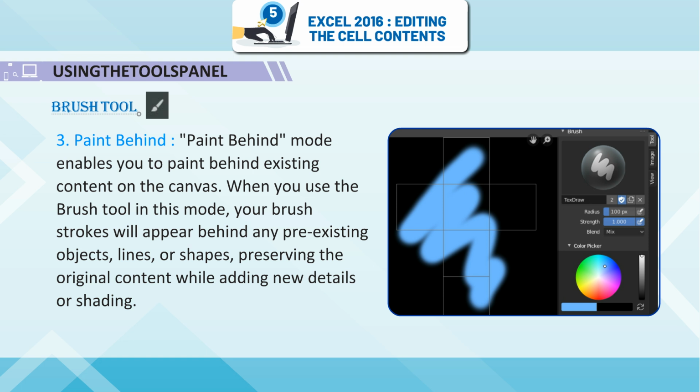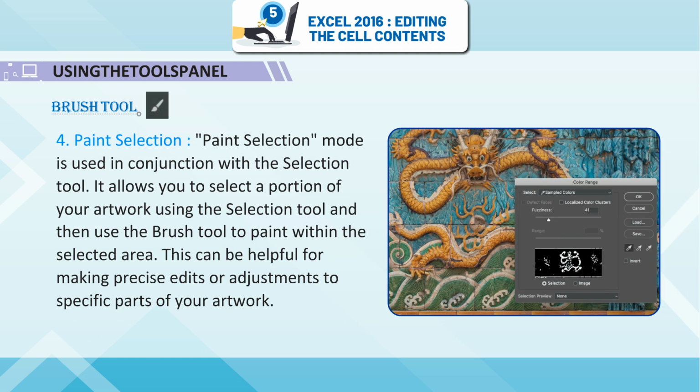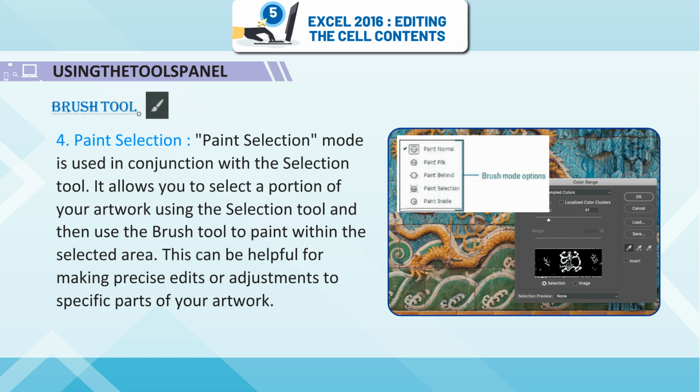Paint Behind. Paint Behind mode enables you to paint behind existing content on the canvas. When you use the brush tool in this mode, your brush strokes will appear behind any pre-existing objects, lines, or shapes, preserving the original content while adding new details or shading. Paint Selection. Paint Selection mode is used in conjunction with the Selection tool. It allows you to select a portion of your artwork using the Selection tool and then use the brush tool to paint within the selected area.